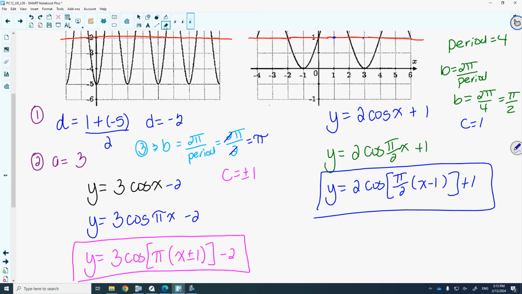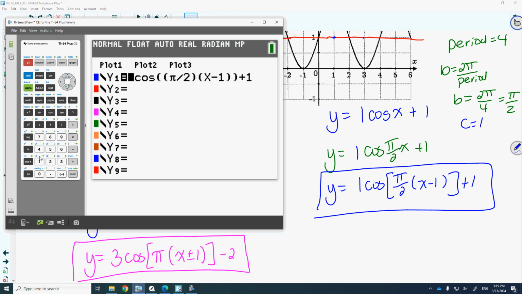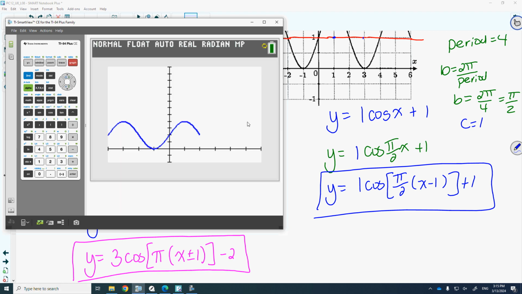I have had to go through each parameter and be like, which parameter did I get wrong? But I got the amplitude wrong. So this is a 1. This is a 1. This is a 1. And let's change that and see if we get better. There we go.